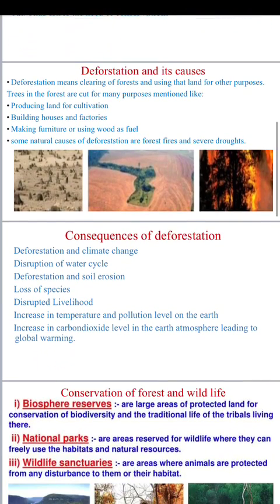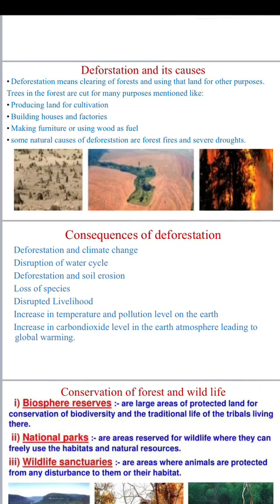Now, deforestation and its causes. Deforestation means clearing of forests and using that land for other purposes. Trees in the forest are cut for many purposes, like producing land for cultivation, building houses and factories, making furniture or using wood as fuel. Some natural causes of deforestation are forest fires and severe droughts.